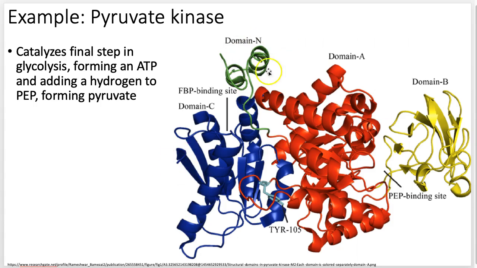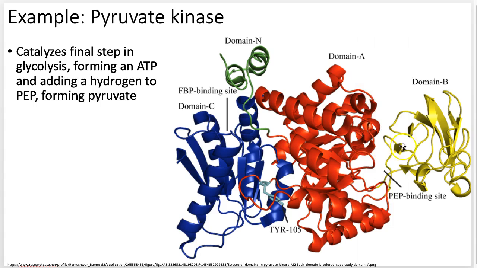And so we name this domain because it just doesn't really do anything. And then you've got domain A, which is where you go first. It's in red. It's not actually red, but whatever. And then you've got domain B, and this is where phosphoenolpyruvate, which is the precursor to pyruvate, is going to sit. And that's where it's going to bind.